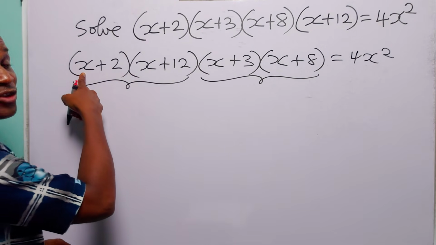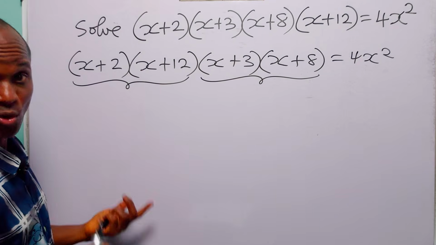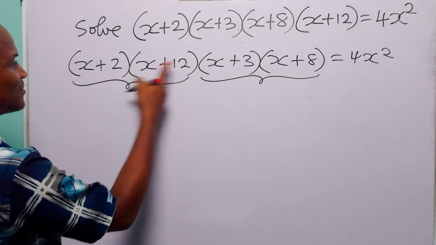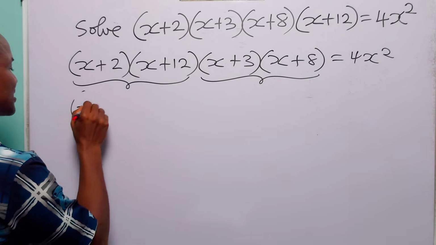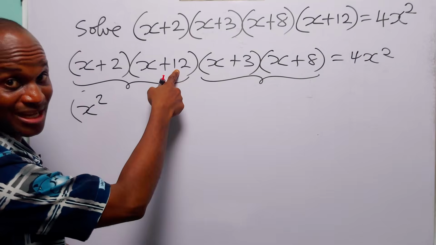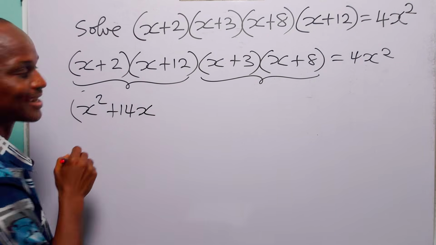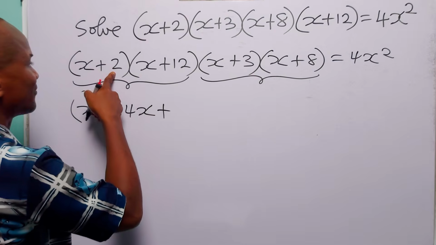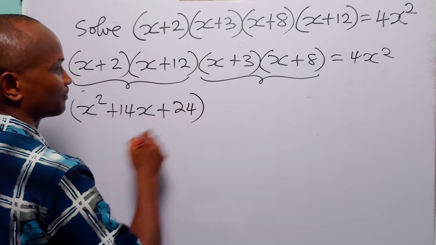Here the coefficient of x is 1, and here the coefficient of x is also 1. So the easiest way to multiply these two is: x times x, which is x squared. Then we have 2 plus 12, which is 14, so we add 14x. And finally we have 2 times 12, which is 24.